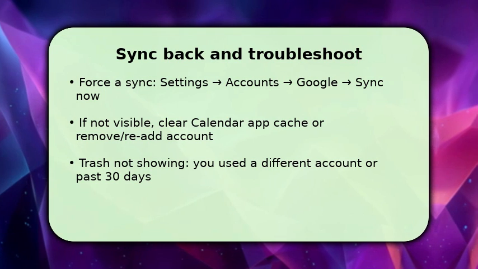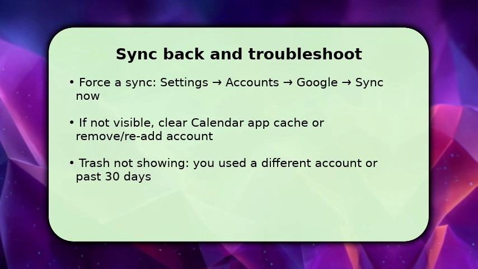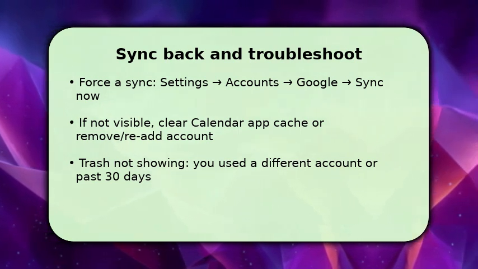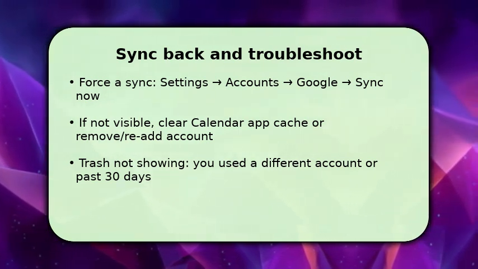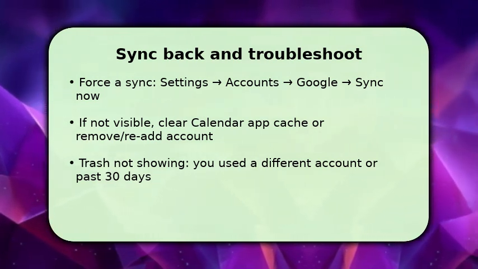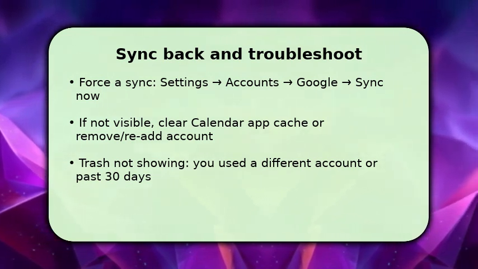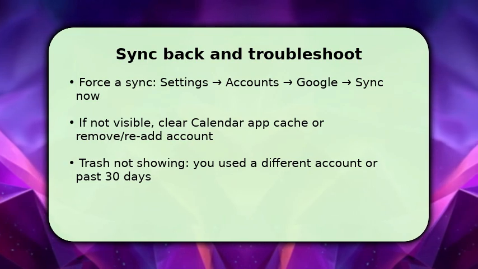Give it a minute and then open the calendar app. The restored items should appear. If they don't, clear the calendar app cache or remove and re-add the Google account to refresh permissions. If you can't find items in Trash, check you used the right account or the deletion is older than 30 days. Those cannot be recovered.